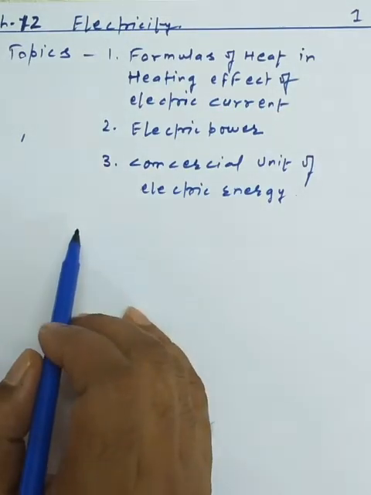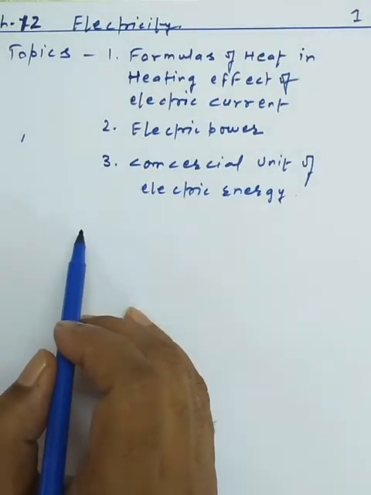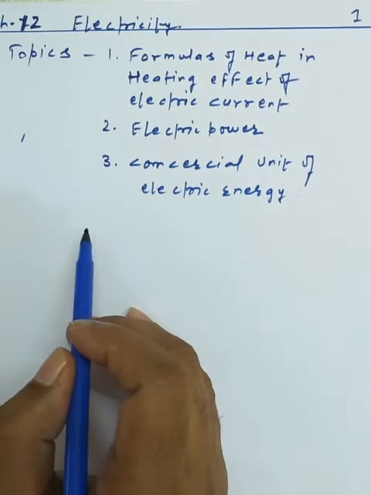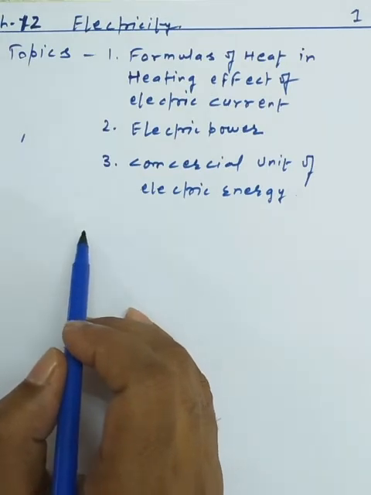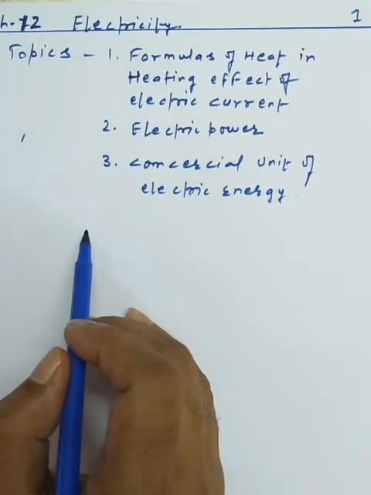Now, dear student, chapter number 12. In this chapter we have electricity, and the following topics for discussion are here: formulas of the heat in the heating effect of electric current, electric power, and the commercial unit of electric energy.